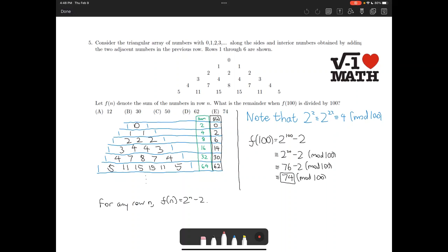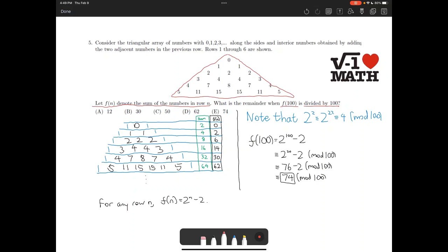Hello everyone. Today I will show the solutions to the Prairie Math League High School Round 129, Problems 5 and 6. Here we have a triangular array, somewhat resembling Pascal's triangle. Let f of n denote the sum of the numbers in row n, and we wish to find the remainder when f of 100 is divided by 100.